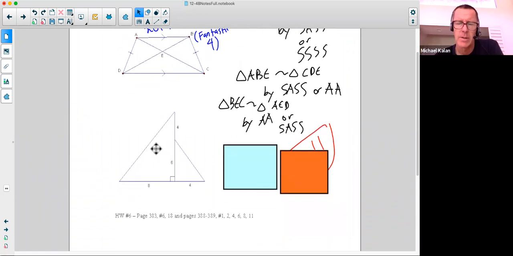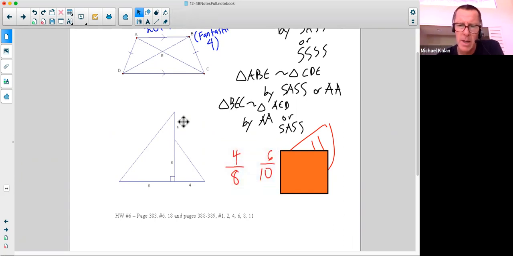Looking down here at this bottom one, are these similar? We've got a right angle sign there. Try that one. Okay, I'm going to uncover. So does this work? Well, we know they're going to have congruent angles, but is 4/8 the same proportion as 6/10? So this whole tall one is the 10. This is the corresponding one on the smaller one. So 6/10, does that equal 4/8? No.